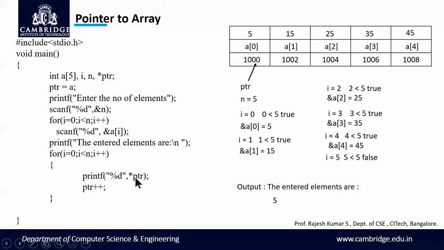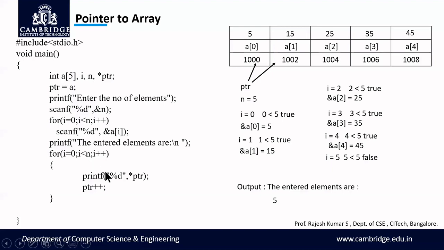After 5 gets printed on the monitor screen, I am incrementing the pointer. When I increment it, the pointer will point to the next location. Since it is an integer pointer, it will point to the next integer location. Now the next location the pointer is pointing to is 1002. After incrementing the pointer, I'll increment the i value. The i value will become 1. Is 1 less than 5? Yes, 1 is less than 5.